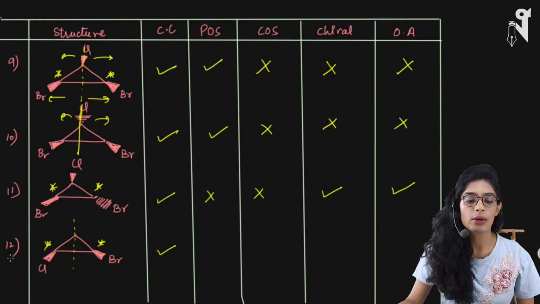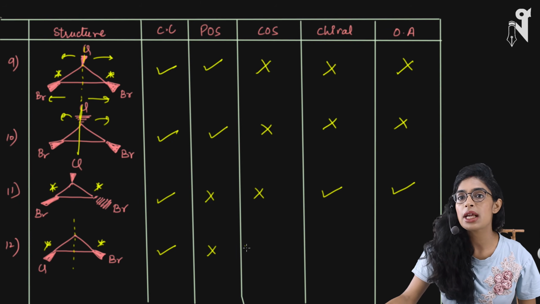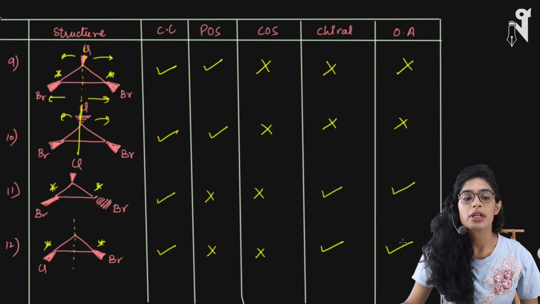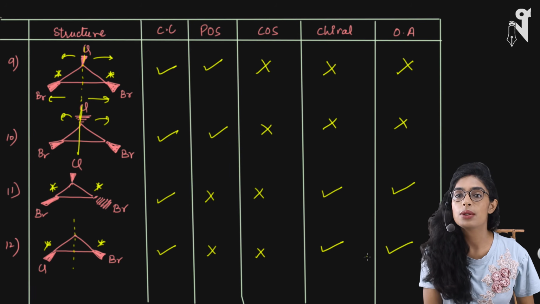So, do we have POS here? No. Do we have COS here? No. Do we have chirality? Yes. Do we have optical activity? Yes. Okay, so we are done with these examples. Let's go to the next set of examples. Again, you try them on your own and then we will verify the answers with mine.